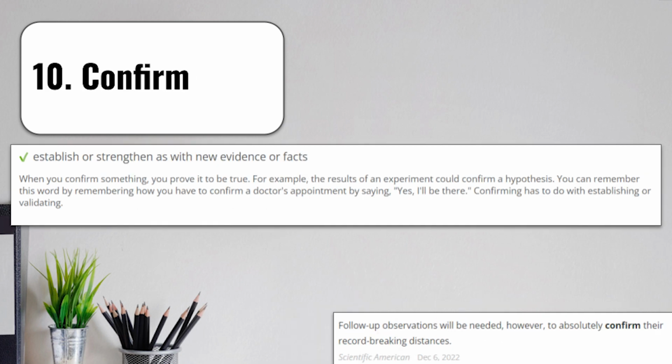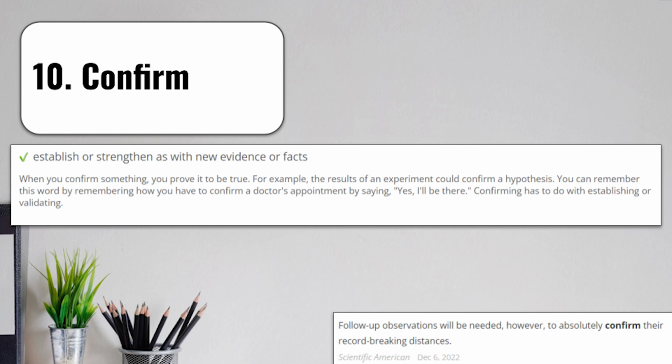Term number 10 is confirm. To confirm is to establish or strengthen, as with new evidence or facts. When you confirm something, you prove it to be true. For example, the results of an experiment could confirm a hypothesis. You had an idea that you think is correct, so you test it over and over and over again, and you confirm that your hypothesis is true.